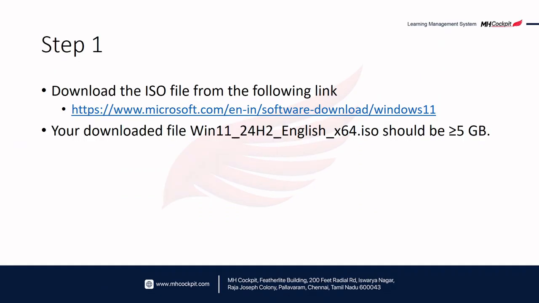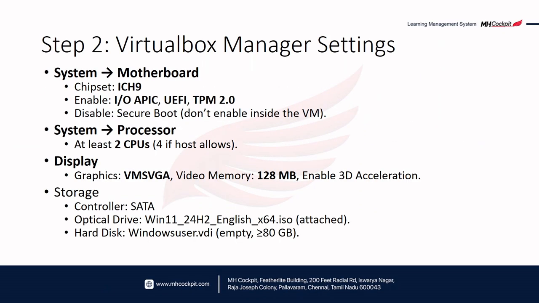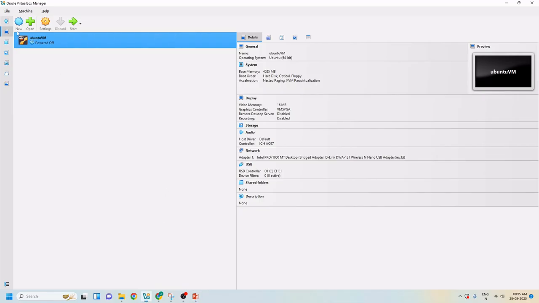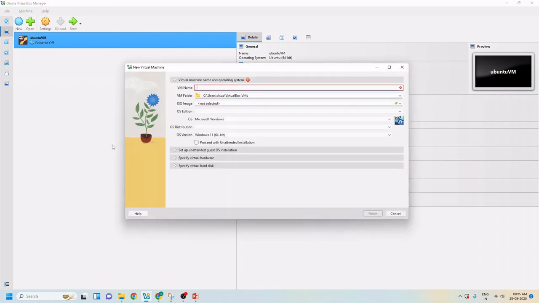The next step is that you have to set up the VirtualBox Manager for installing the Windows virtual machine. These are the steps to set up your VirtualBox Manager. So let us go to the VirtualBox Manager. First, click New. When you click New, you have to enter the Windows details.